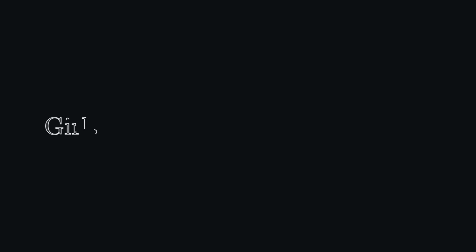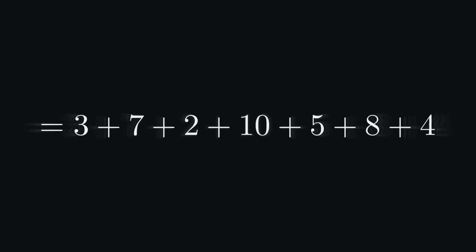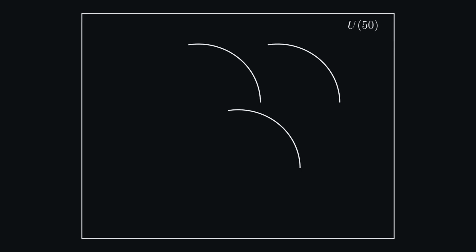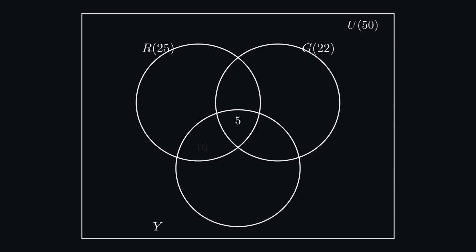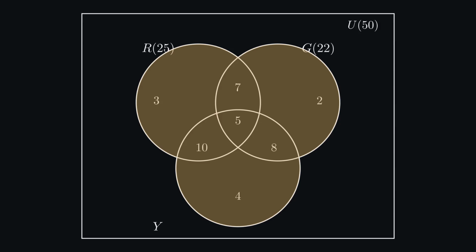Let's find out how many girls liked none of the colors. We'll calculate the number of girls who liked at least one color. This is the sum of all the girls who liked any of the colors. This totals to 39 girls. These 39 girls liked at least one of the three colors.